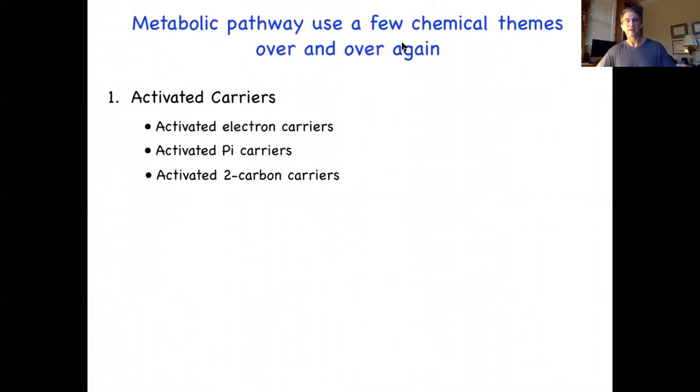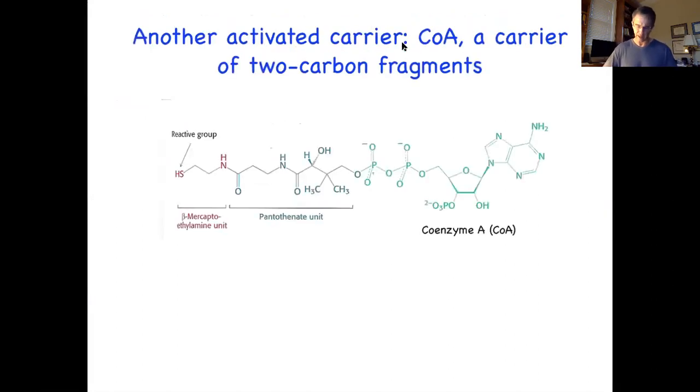So one more activated carrier we need to think about, and that is an activated 2-carbon carrier. And for the part of metabolism we're talking about, we've only got one of these. And that's this guy, which again, I'm hoping you've seen before. It's acetyl-CoA. So coenzyme A is built, again, from a similar theme. The back end of this molecule looks just like NAD and FAD. Again, it's an adenine dinucleotide. It's an adenine diphosphate.